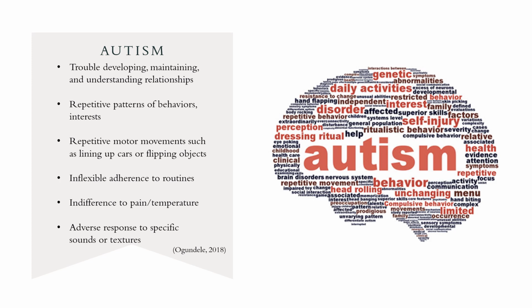Autism is one disorder that has many faces. But some of the characteristics could include trouble developing, maintaining, and understanding relationships, repetitive patterns of behaviors or interests, repetitive motor movements such as lining up cars or flipping objects, inflexible adherence to routines, indifference to pain or temperature, an adverse response to specific sounds or textures.